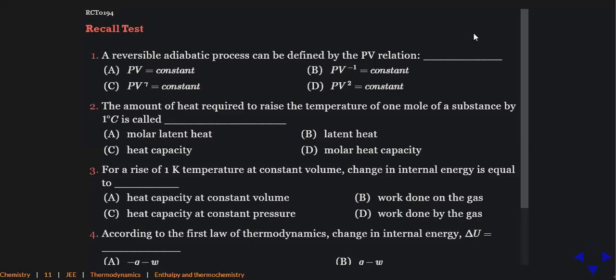Adiabatic process. Just think about it. We have studied, right? An adiabatic process is related with PV to the power gamma is equal to constant, right? PV to the power gamma is equal to constant. The pressure and volume are related by this relation for an adiabatic process and a reversible adiabatic process.